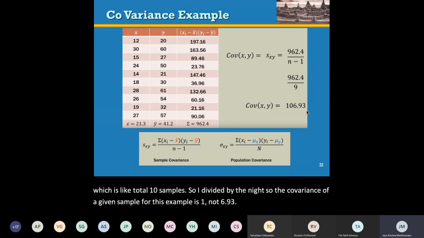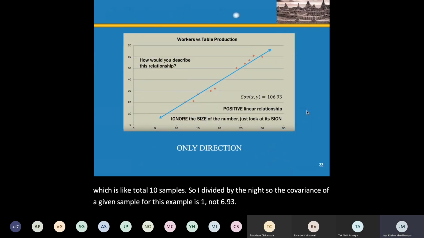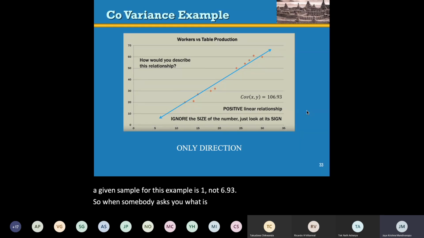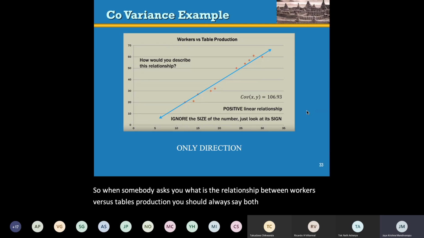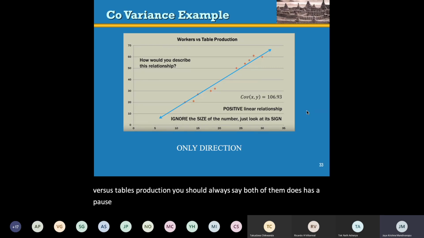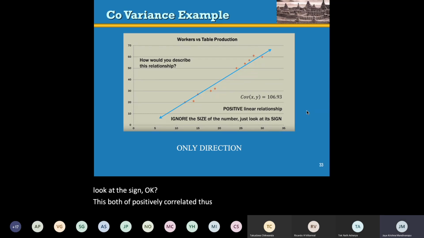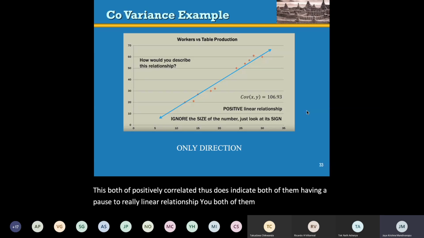Okay, so when somebody asks you what is the relationship between workers versus tables production, you should always say both of them have a positive linear relationship. You should ignore the size of the number, just look at the sign. Both are positively correlated, thus indicating a positive linear relationship. If they don't have a positive linear relationship, then the output would be negative.